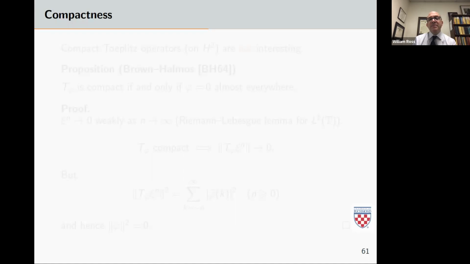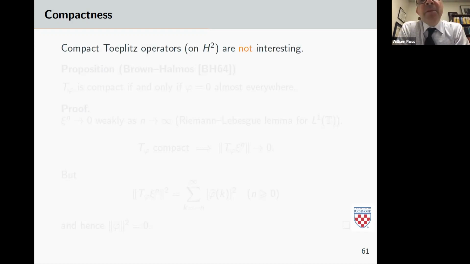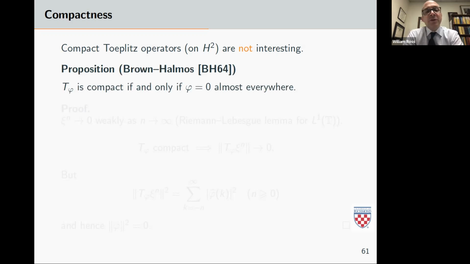Let's talk about compactness for a second, and then we'll get back to Brown-Halmos, the Brown-Halmos operator identity. Complex Toeplitz operators on H2 are not interesting, unless you find the zero operator interesting. So you're compact if and only if you're zero almost everywhere. All right, so here's the proof.